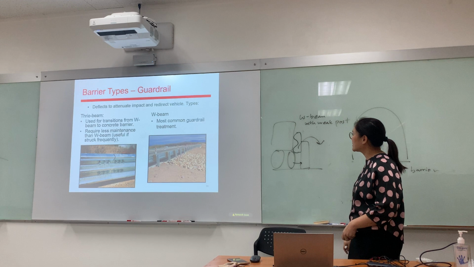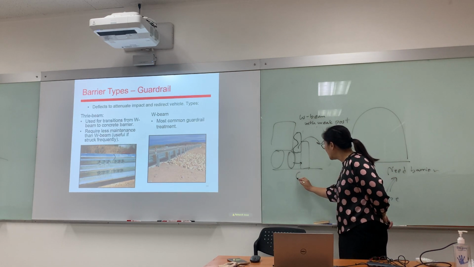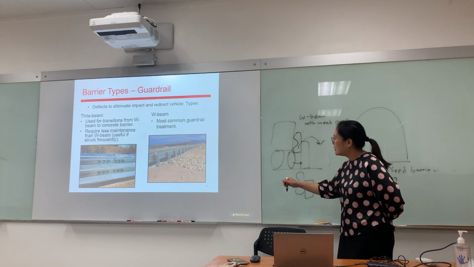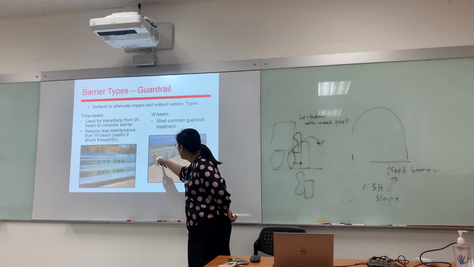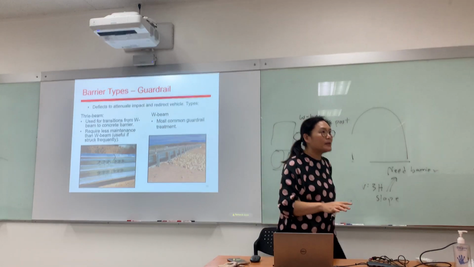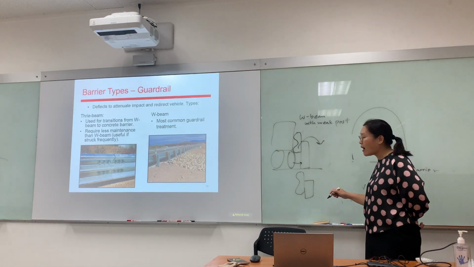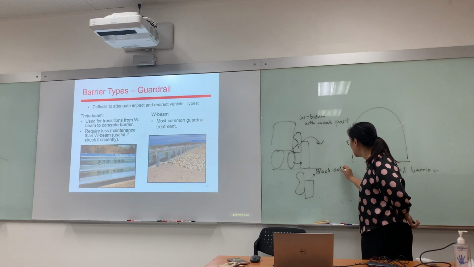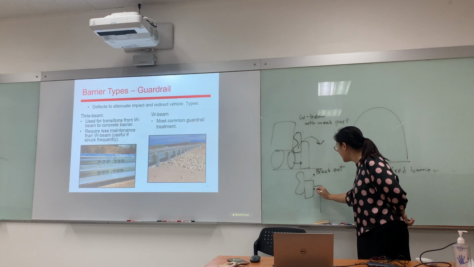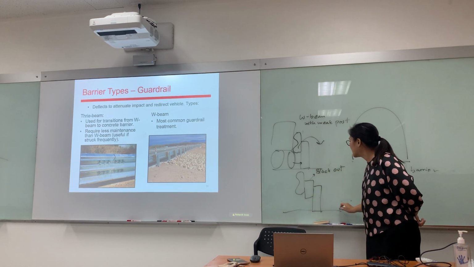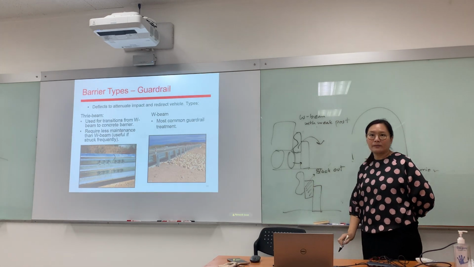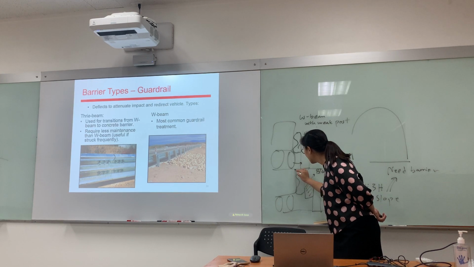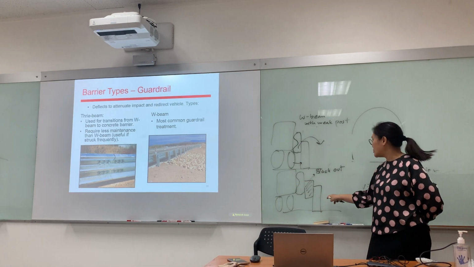What about a strong post? How do we make it stronger? So we have the guardrail, and we have a piece in this picture, a piece of maybe wooden or steel block. We call it block out, to support the beam. So this is what we call block out. This is to prevent the vehicle wheel from hitting the post.